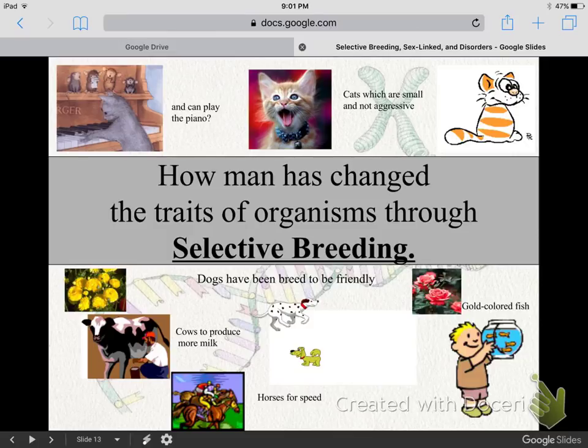So this little graphic shows you how man has changed the traits of organisms through selective breeding. So let's start at the top with cats. It says cats which are small and not aggressive. So before, cats were much larger. They were not your normal house pet, and they were not very nice. Now cats have been bred to be smaller and less aggressive towards adults. Dogs have been bred to be more friendly. You have horses that have been bred for speed. Cows have been selectively bred to produce more milk. Okay?